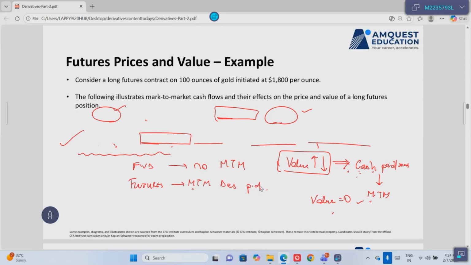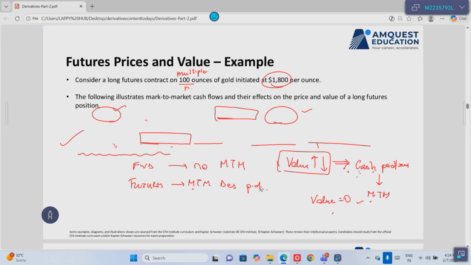Now understand the various terms. I have 100 ounces. This 100 ounces is called the multiplier. Okay. And here's N. It is 1800 per ounce.